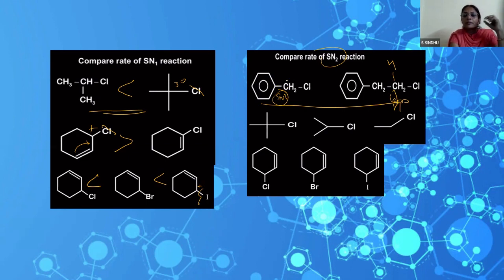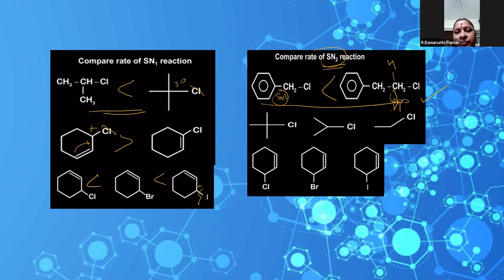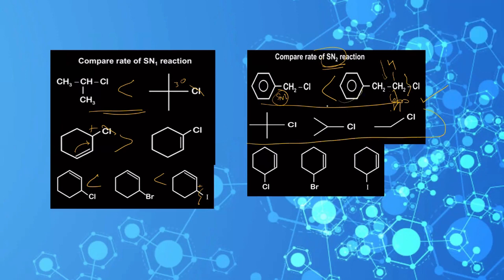Here, the aromatic ring is directly attached to this carbon, so there is steric hindrance, and this will not prefer SN2. Whereas here, the aromatic ring is attached to the next carbon, so the steric hindrance is less. So when asked to compare for SN2, this one will be favoring SN2, right? As this group leaves, it can attack because the benzene ring is not directly attached to that carbon.